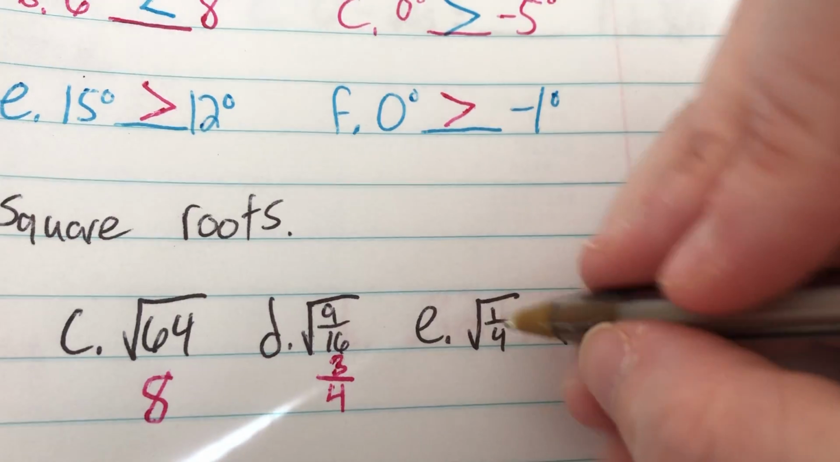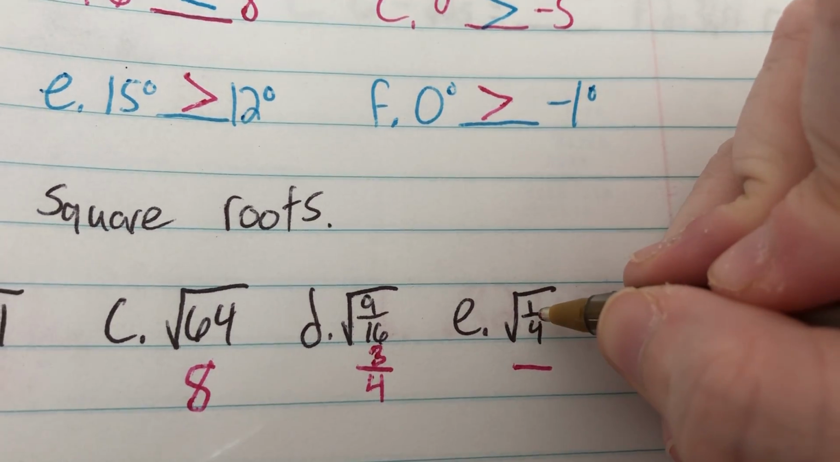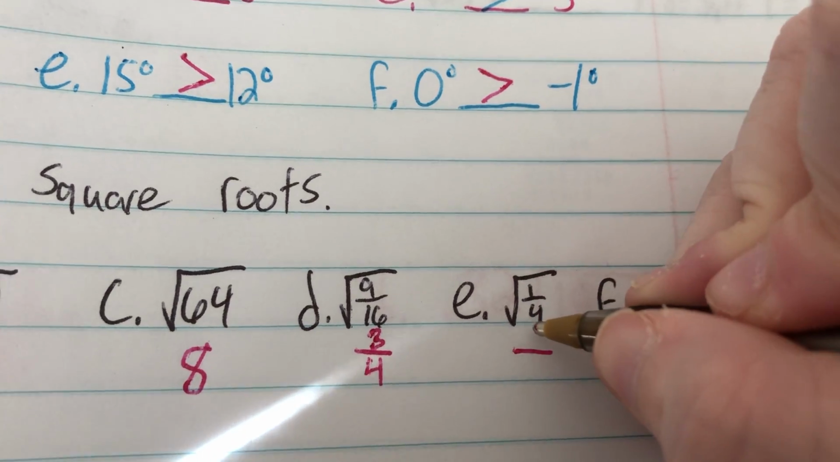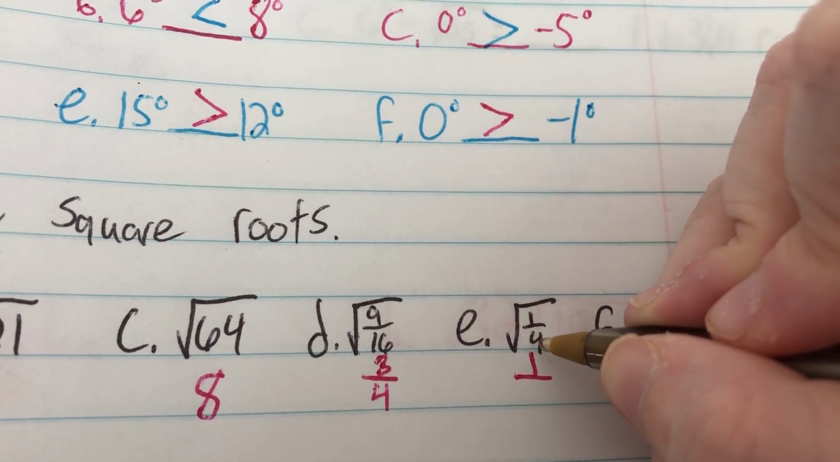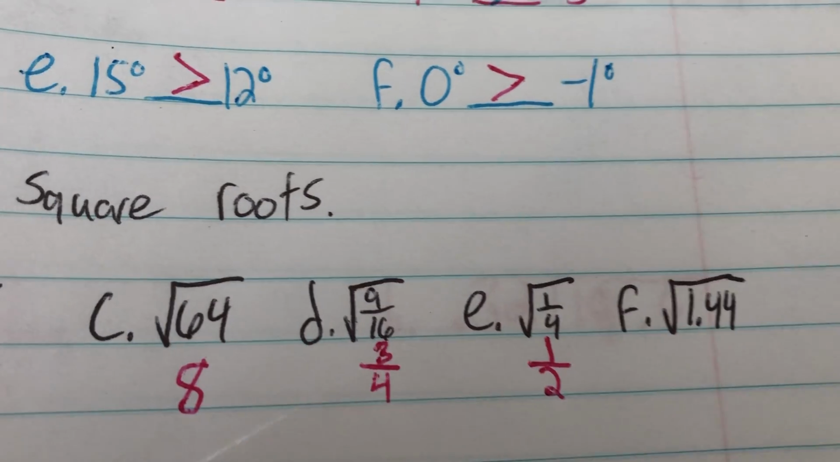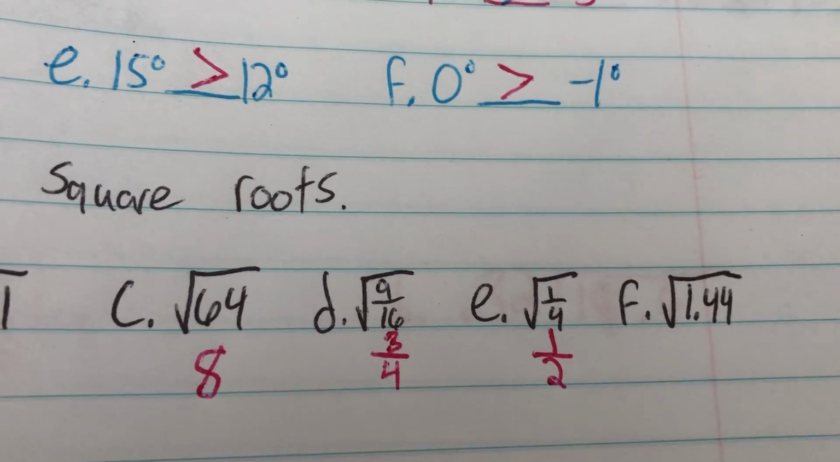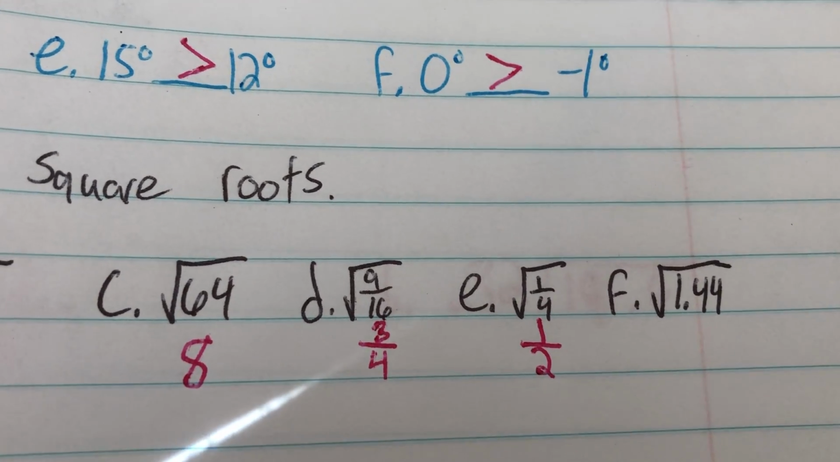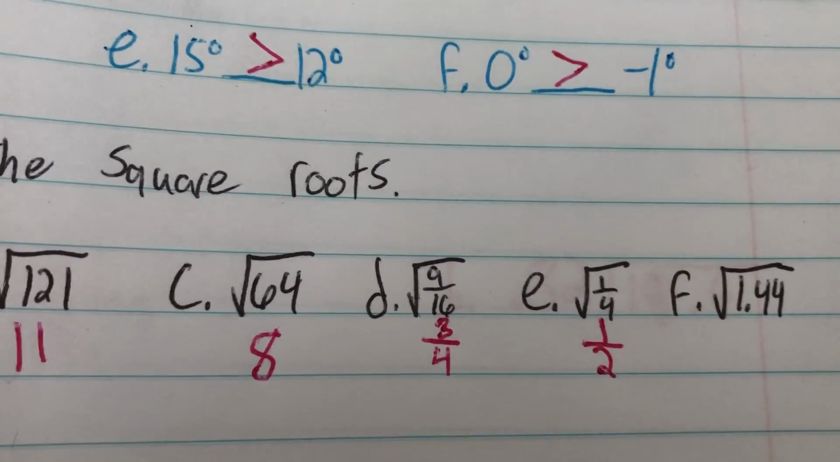The same with E. We're going to have another fraction. What times itself equals 1? 1. The square root of 1 is 1. What times itself is 4? 2. 2 times 2 is 4. The square root of 1/4 is 1/2. 1/2 times 1/2 is 1/4. Or another way to think of it, 1/2 of 1/2 is 1/4.